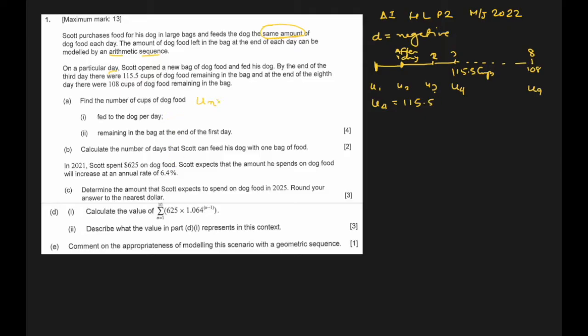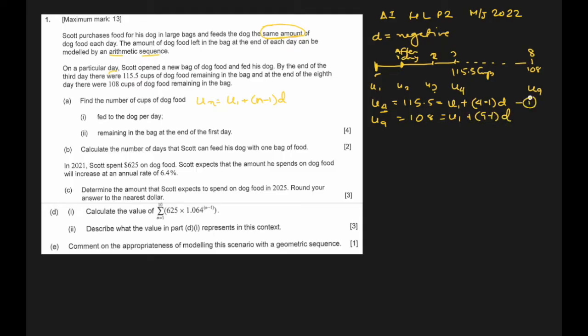And we have a formula for Un. It is Un equal to U1 plus n minus 1 multiplied by the common difference. And that's what we're going to write here. U1, we don't know. Let's write U1 plus n minus 1. We know n now. n here is 4. So 4 minus 1, 3. And D is D. Similarly, we'll write U9 equal to 108 equal to U1 plus 9 minus 1 D.